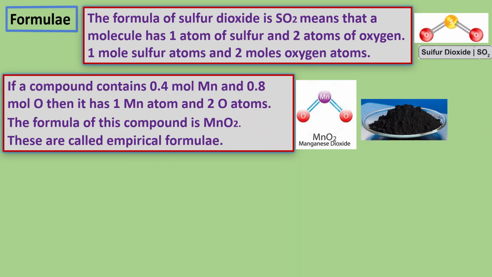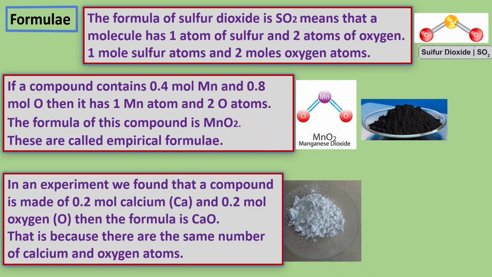Now, if a compound contains 0.4 mole of manganese and 0.8 mole of oxygen, then it has 1 manganese atom and 2 oxygen atoms. The formula of this compound will be MnO2. These are called empirical formulae. We get them from experiments.